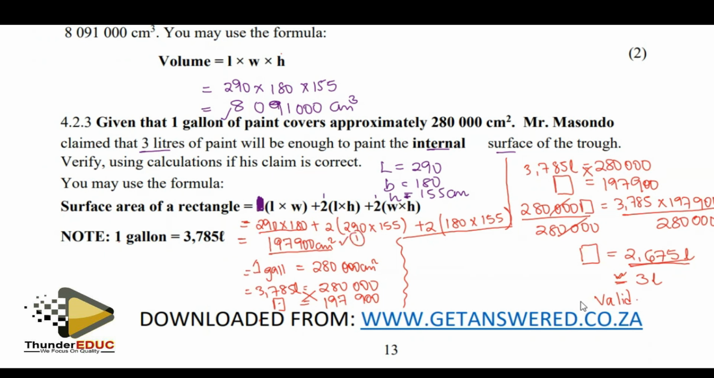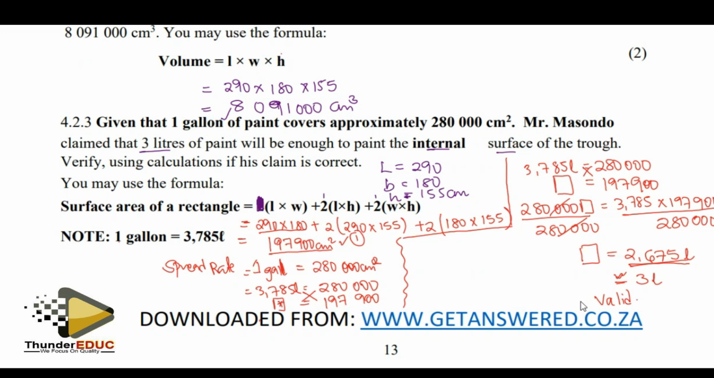Now, I come on and I look for what we call the spread rate. The spread rate is 1 gallon. 1 gallon covers an area of 280,000 centimeters squared. I have an area of 197,900 centimeters squared. So how much paint do I need?